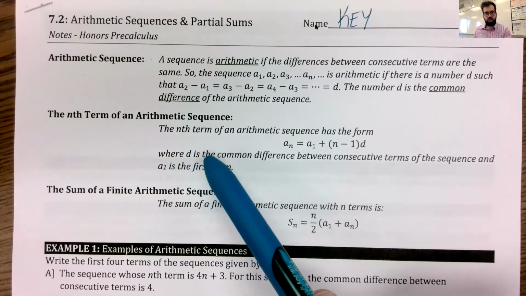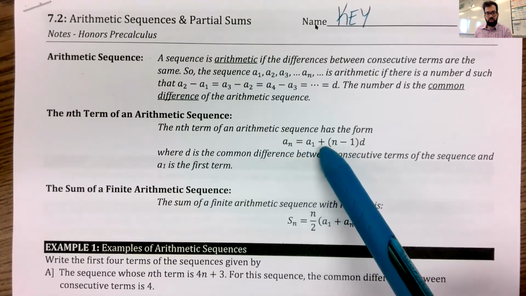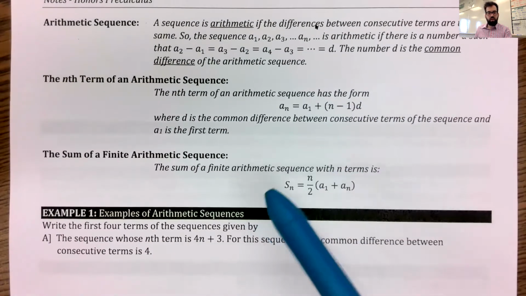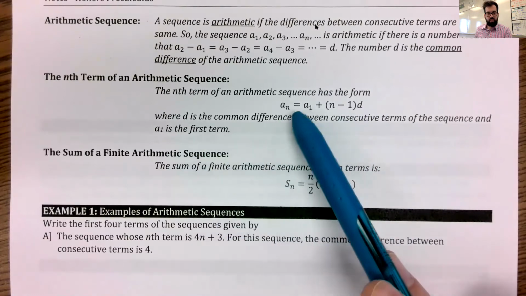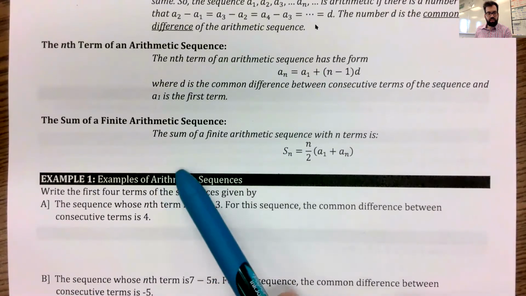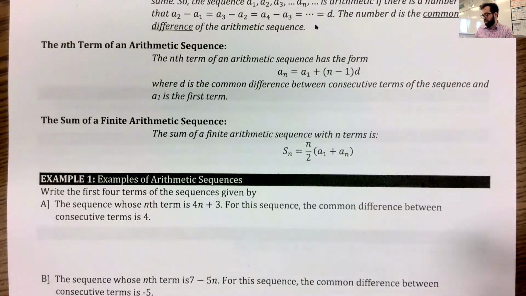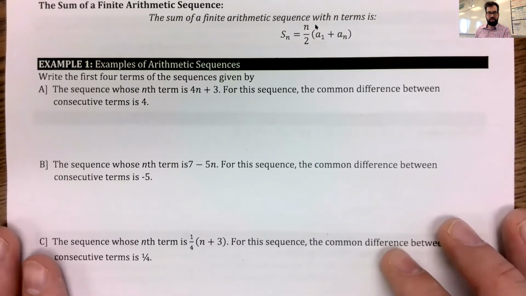The nth term of an arithmetic sequence has the form a sub n equals a sub 1 plus n minus 1 times d, where d is the common difference between consecutive terms of the sequence and a sub 1 is the first term of the sequence. We'll also be looking at the sum of a finite arithmetic sequence, but we'll get there when we get there. Let's start out looking at example 1, just exploring some arithmetic sequences.